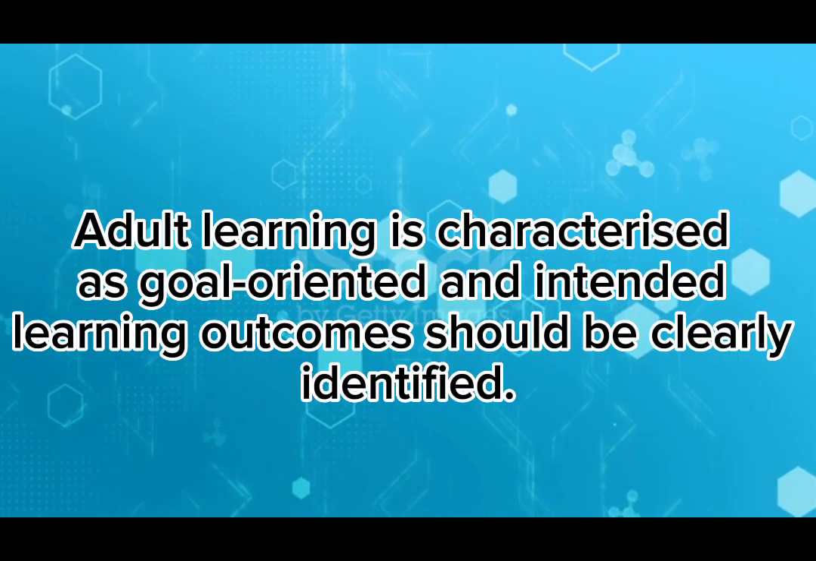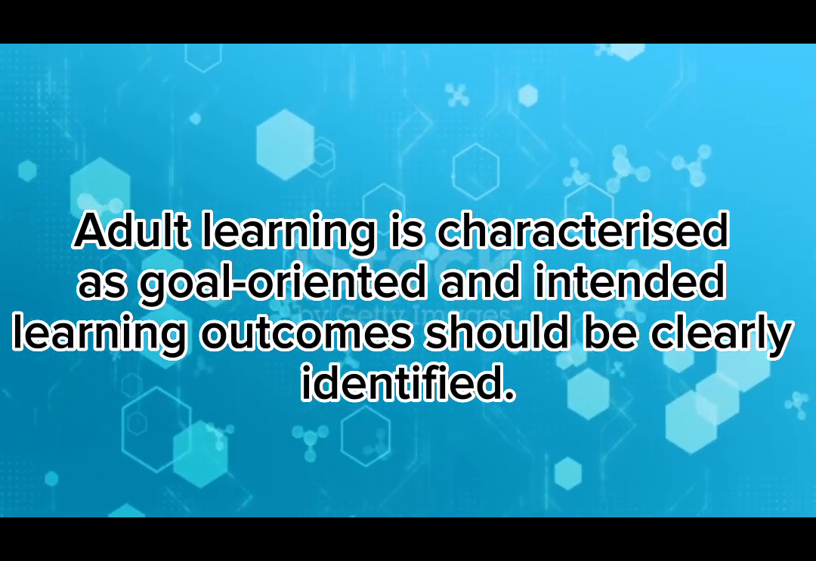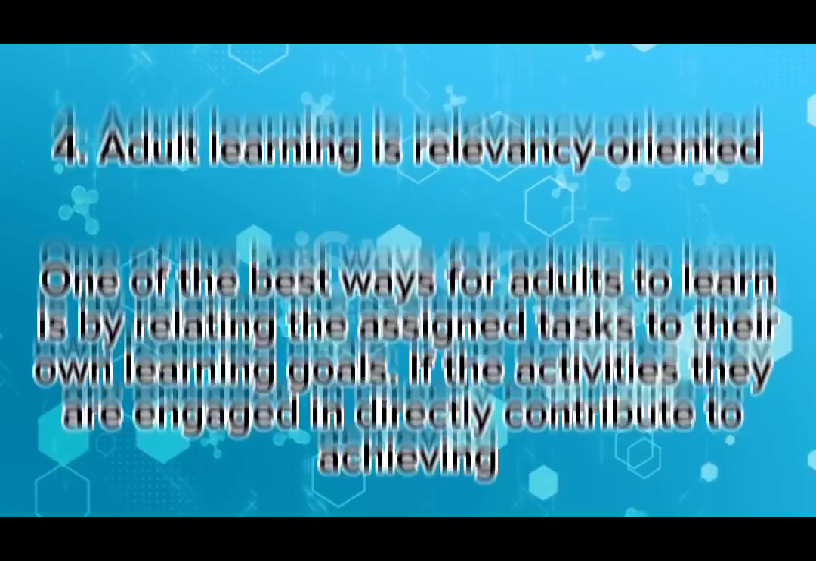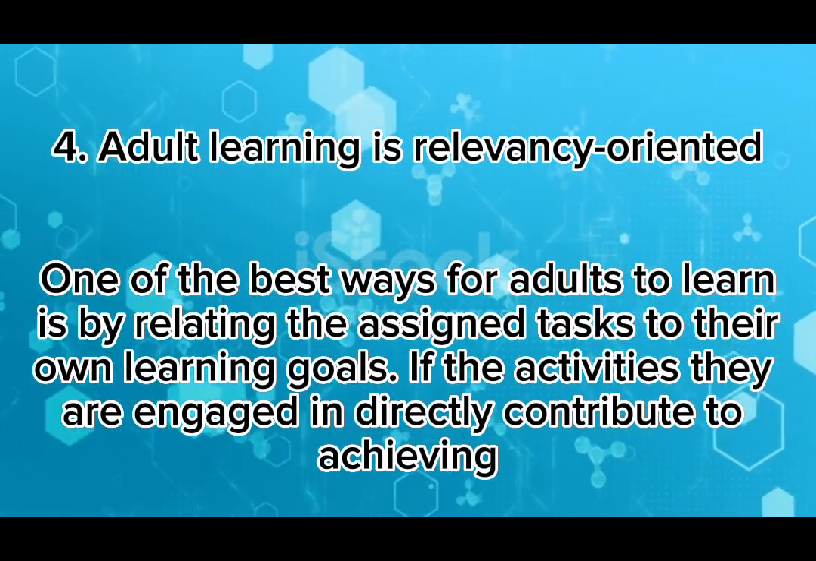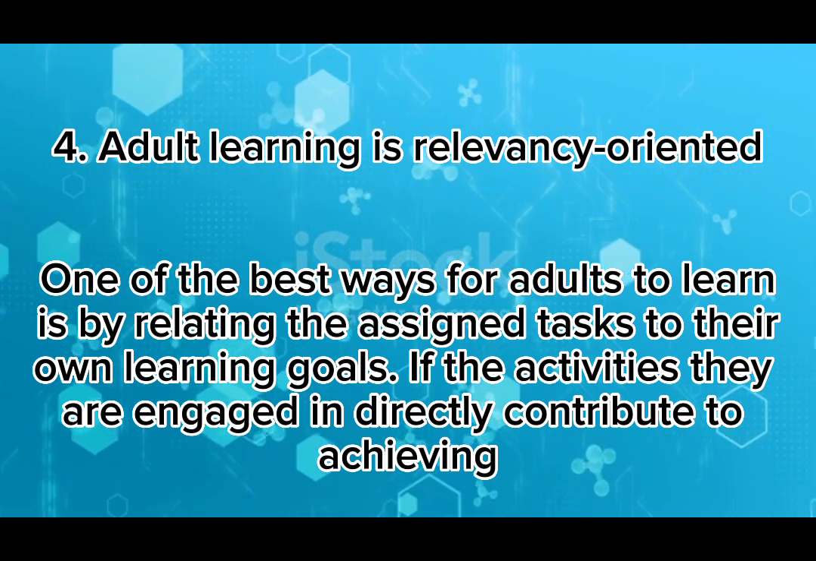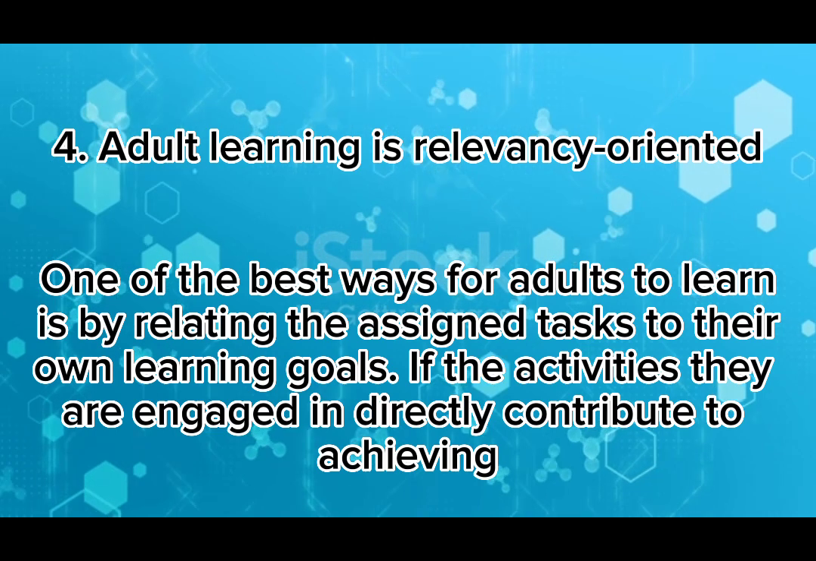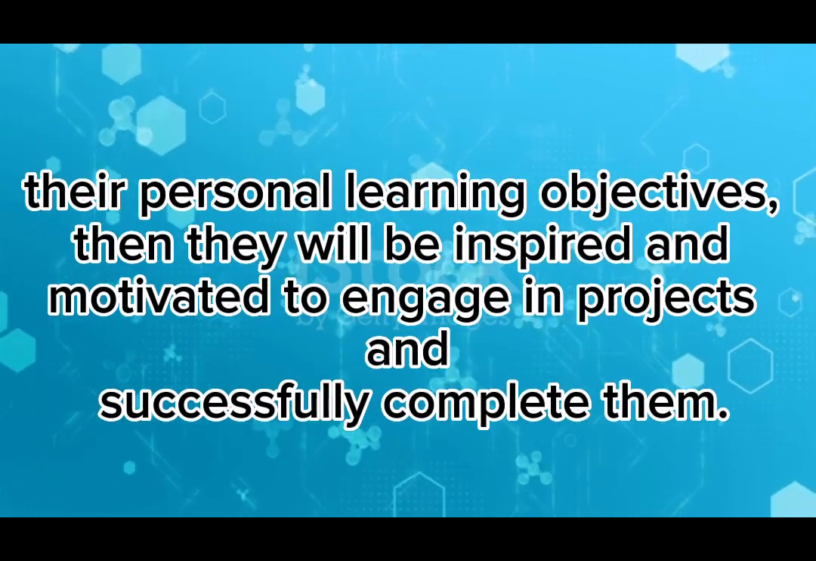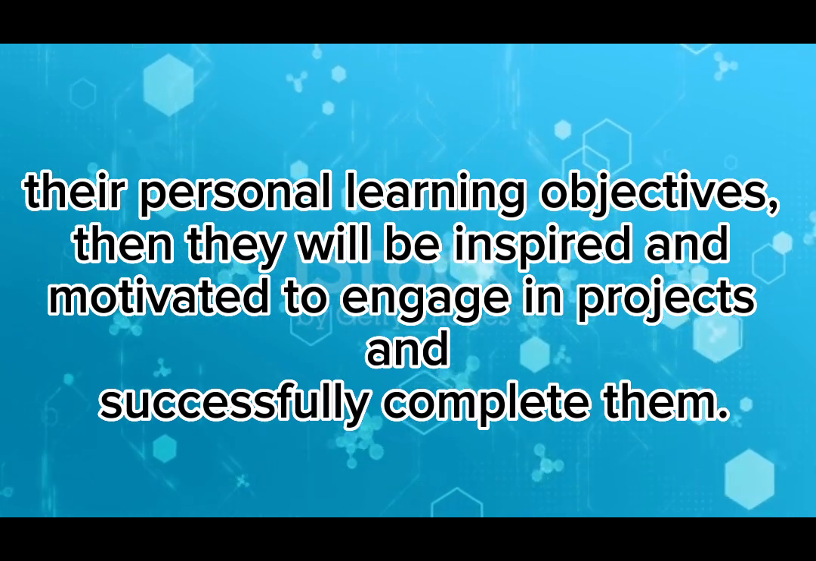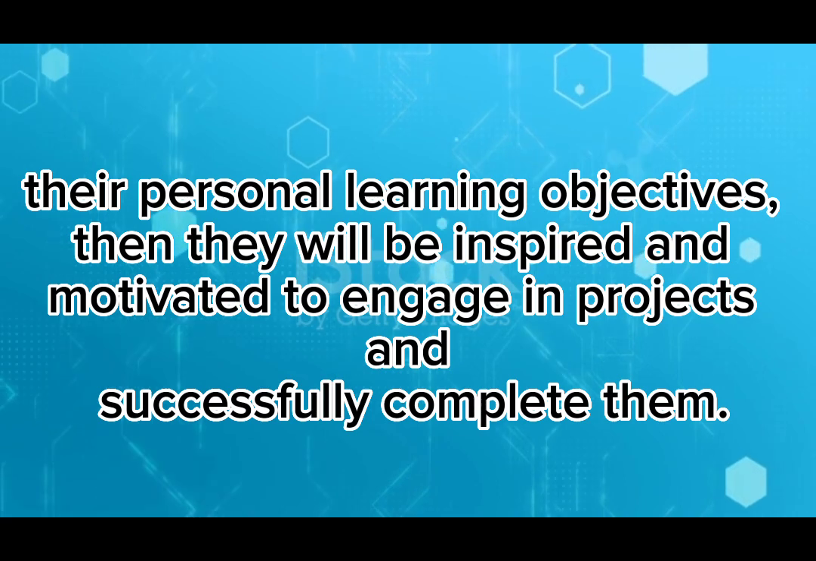Adult learning is characterized as goal-oriented and intended learning outcomes should be clearly identified. 4. Adult learning is relevancy-oriented. One of the best ways for adults to learn is by relating the assigned tasks to their own learning goals. If the activities they are engaged in directly contribute to achieving their personal learning objectives, then they will be inspired and motivated to engage in projects and successfully complete them.